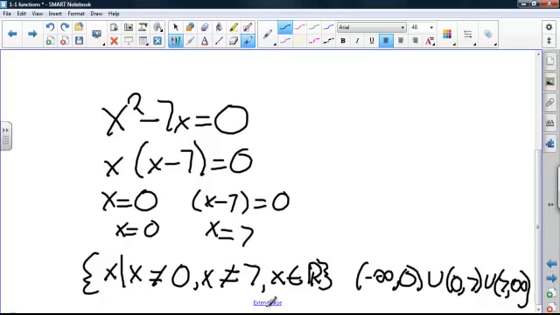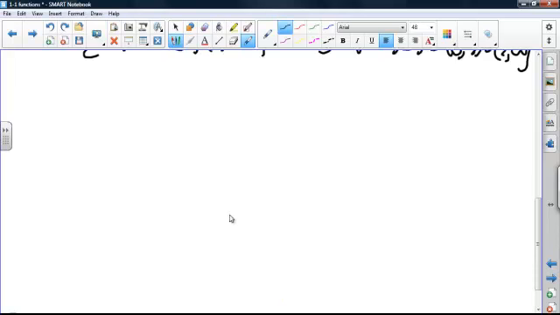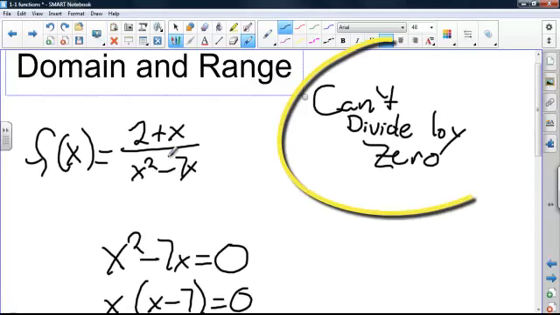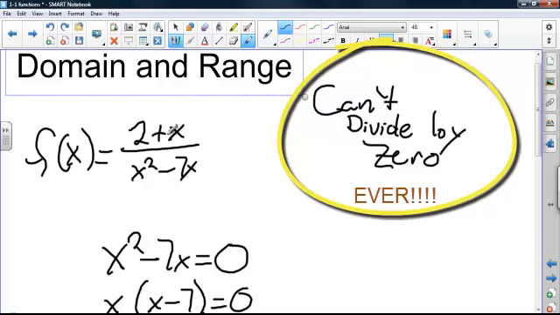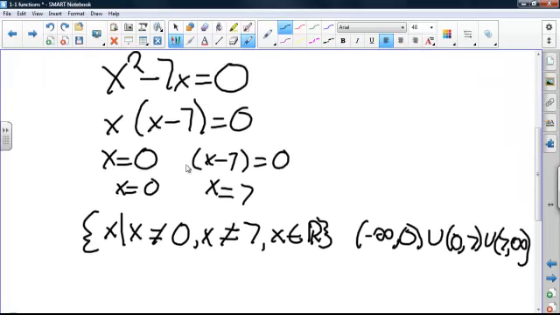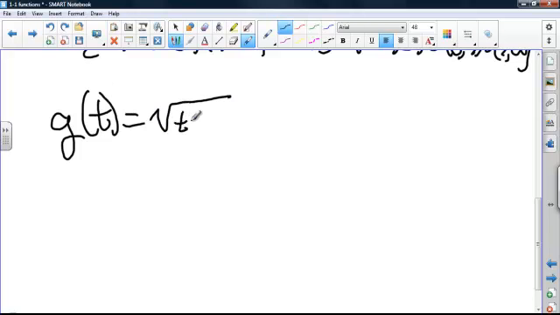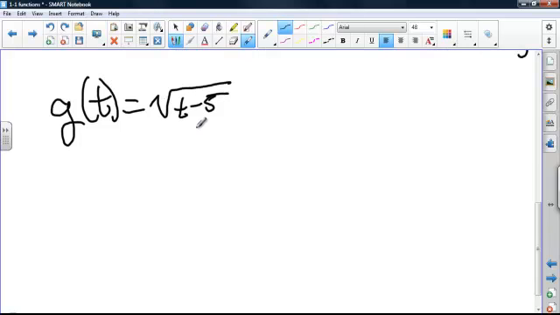The next type of problem, so there's where you have one type of problem. You have one type of problem when you deal with hyperbolic functions or rational functions. The other type of problem is when you have square root functions. So g of t equals, say, square root of t minus 5. Now, you know that you can't take the square root of a negative number. It's not a real answer. You guys saw that in Algebra 2.